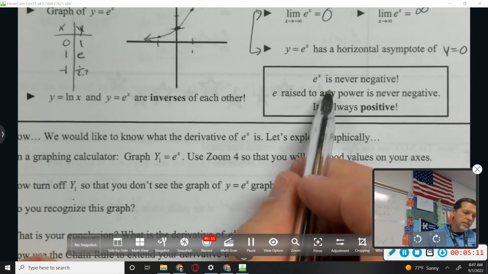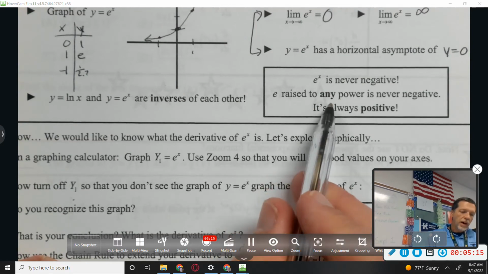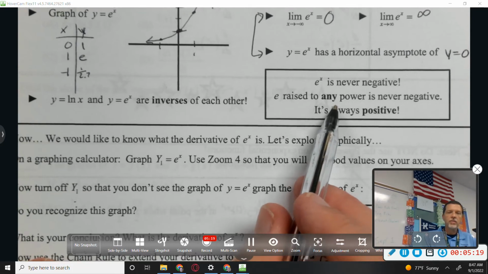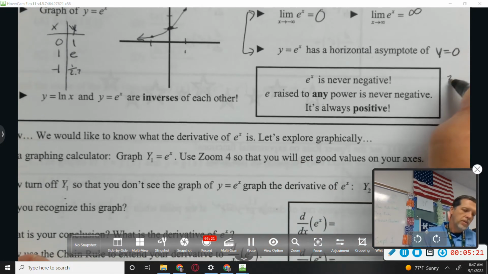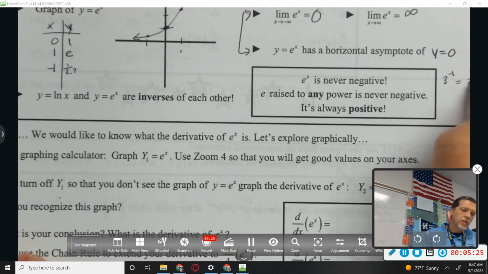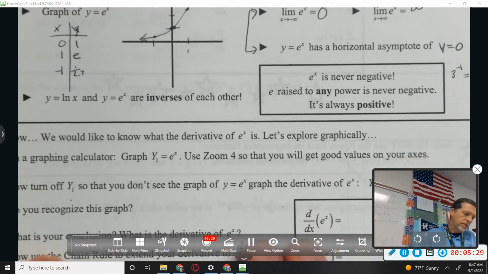E to the x is never negative. It's always above the x-axis. E raised to any power is never negative. You can't raise something to a power and end up with a negative number. Right? Like 3 to the negative 1. That doesn't make it negative. That just flips it over. So it stays positive. Always positive.